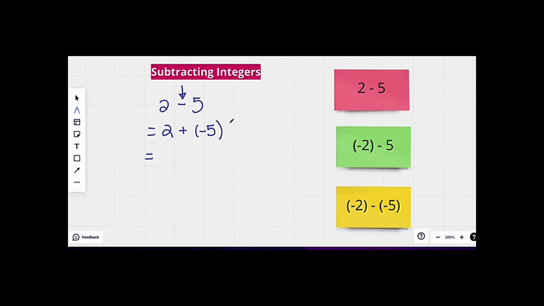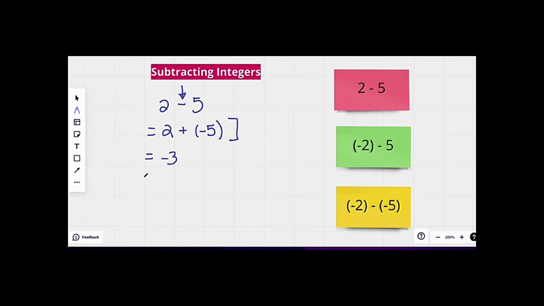Now what we look at is, wait a minute, this is adding integers. So now we just want to apply what we do when we add integers. In this case, when our integers have different signs, we grab the greatest number, in this case 5, and we subtract the smaller number, which is 2. So we've got 5 and we take away 2, what do we get? We have a 3. And now we apply the sign of the largest number. The sign of our largest number, which is 5, is a negative. So our answer is negative 3.